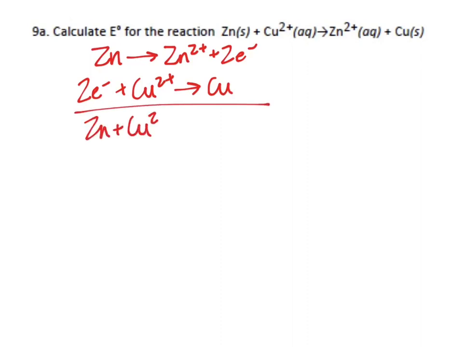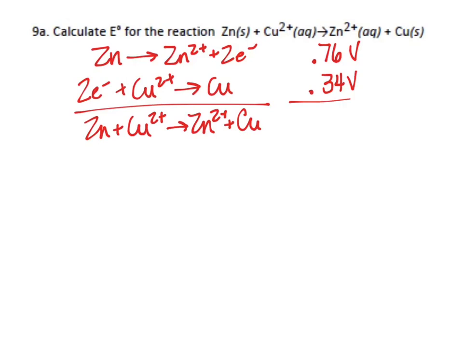These are the simple ones. I always have everything worked out prior to class. So now let's go find our volts. 0.76, and for copper it is 0.34. We should know copper by heart by now. So this is 1.10 volts, our E naught.